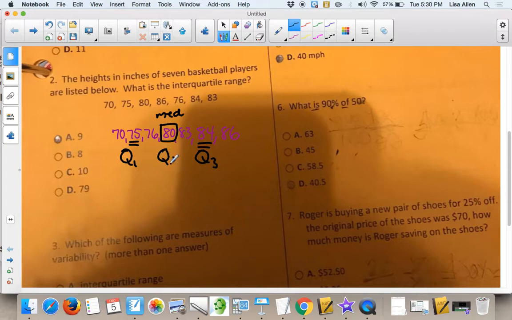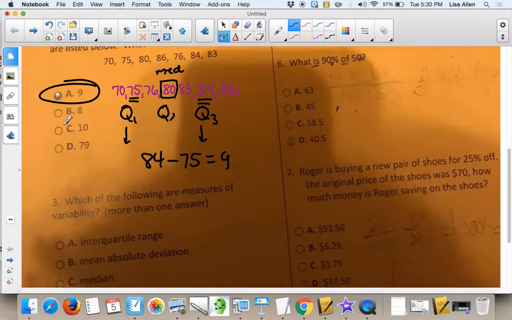So in order to find this, I've got to subtract quartile 1 from quartile 3, so it'll be 84 minus 75, which is 9. So you have the right answer for that one too. Okay, so let's go on to the next one.